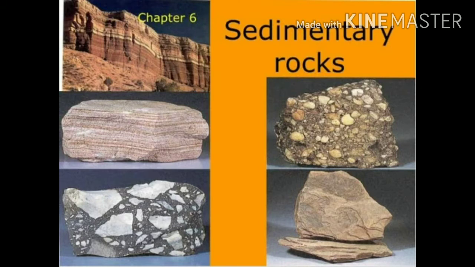Sedimentary rocks may also contain fossils of plants, animals, and other microorganisms that once lived on them. Sandstone and chalk are examples of sedimentary rocks. It is calculated that about three-fourths of the Earth's surface is covered with sedimentary rocks.